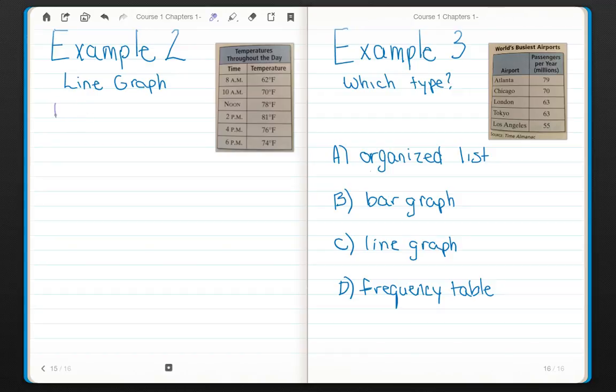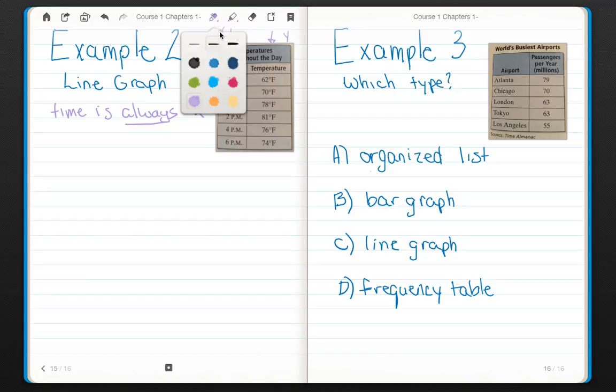So time is always x. Time is always on your x-axis. In a table like this one, temperatures throughout the day, tables always have the x-axis on the left and the y-axis on the right. Time is always x.